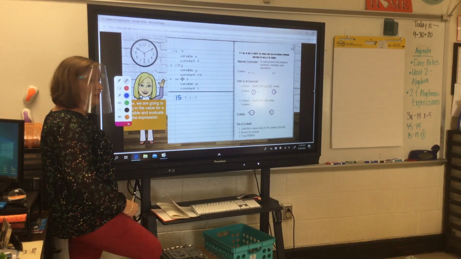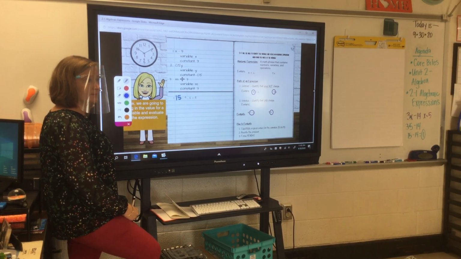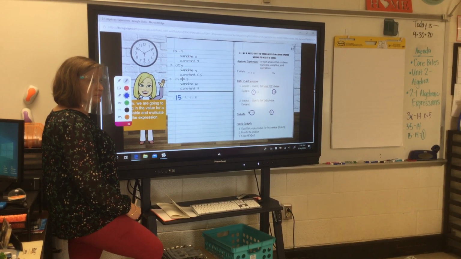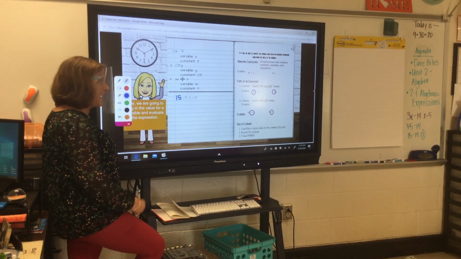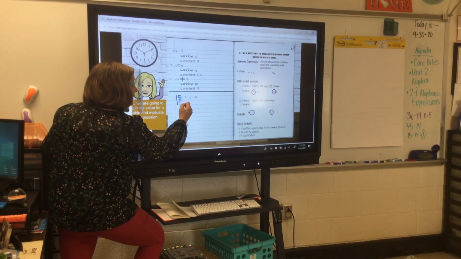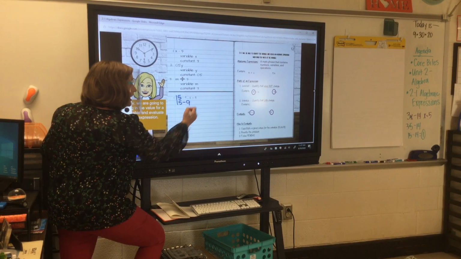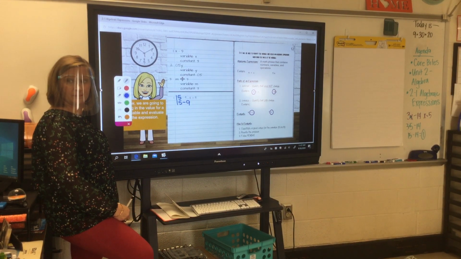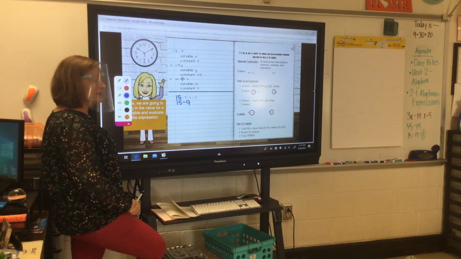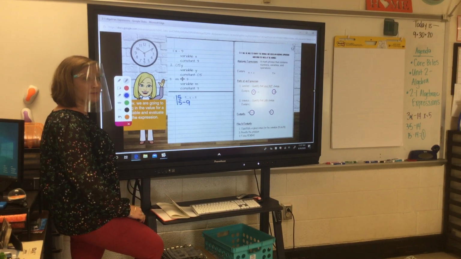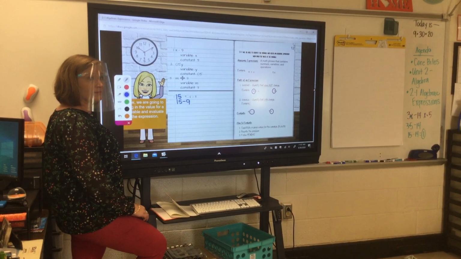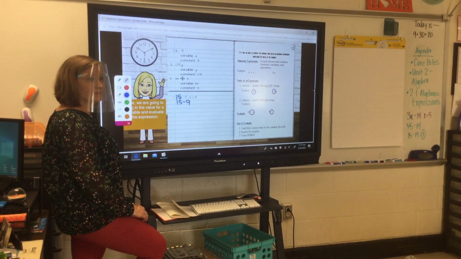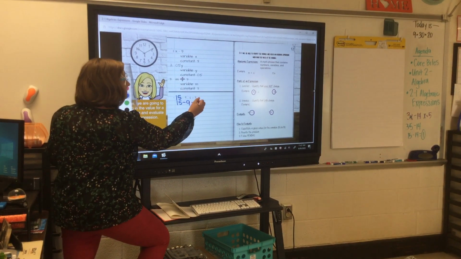Now what does step 2 tell me to do? Rewrite the problem. So I've got 15 minus 9. What does step 3 tell me to do? Follow PEMDAS. 15 minus 9 is what? 15 minus 9 is 6.